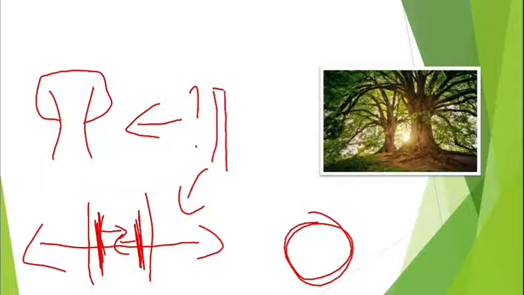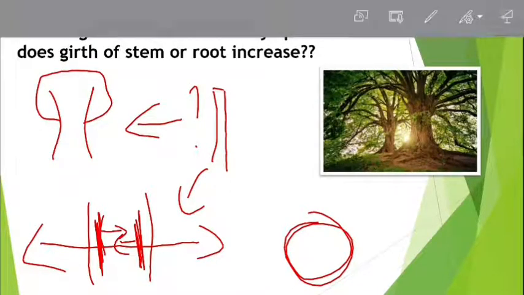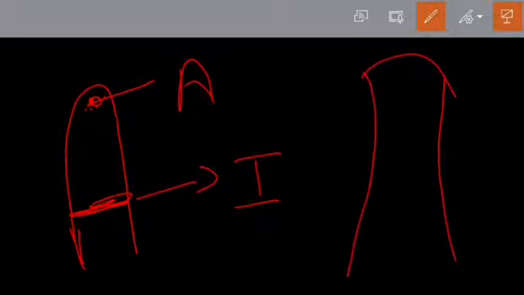And it becomes a tree. So here we can see that in these stems we have seen two types of meristem. This one present at the tip here is apical meristem, and in between there is intercalary meristem. There is another type of meristem which is present at these locations, which is called lateral meristem.